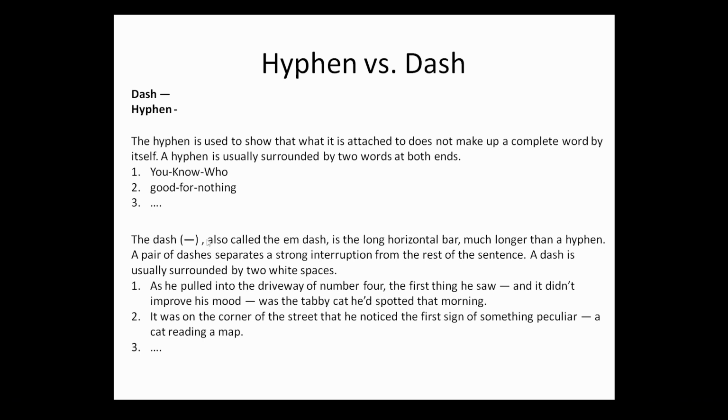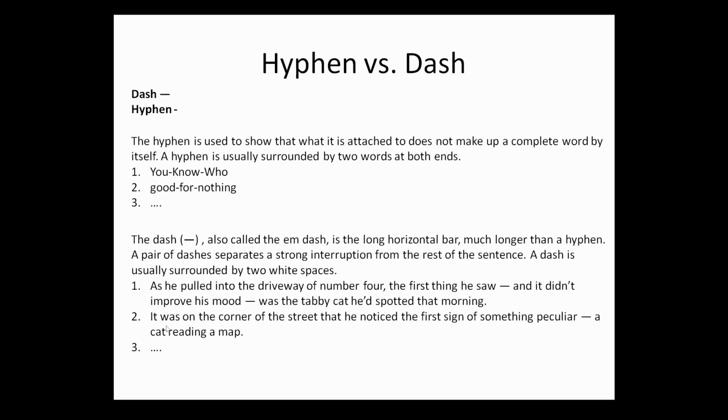On the other hand, the dash, also called the em dash, is a longer version of a hyphen. A pair of dashes separates a strong interruption from the rest of the sentence, and a dash is usually surrounded by two white spaces. So I'm giving two examples here. As he pulled into the driveway of number 4, the first thing he saw, there's a dash here to represent an interruption from the rest of the sentence, and it didn't improve his mood, was the tabby cat he'd spotted that morning.